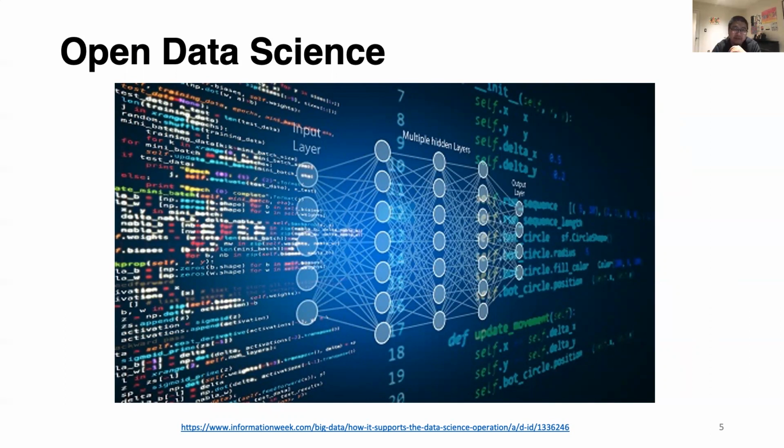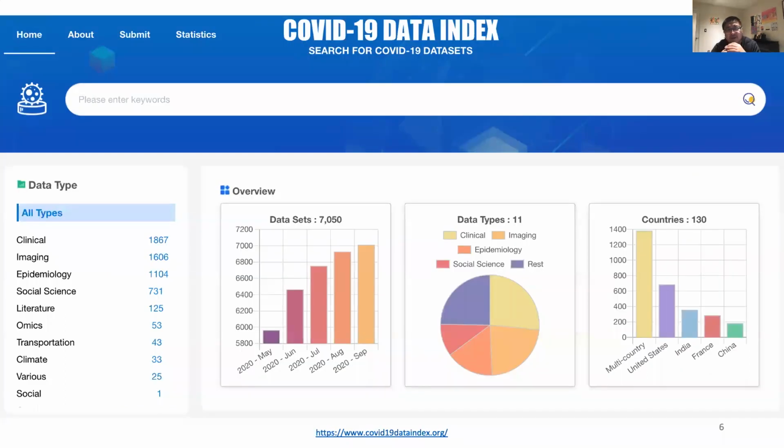So sharing the data, sharing the insights, sharing the model implementations are really important when facing a pandemic like COVID-19. And some examples: this is a COVID data index built by researchers at University of Texas Health Center at Houston, where they basically track the public COVID-19 related data sets and appropriately index them and create this COVID-19 data index, which is really a good resource for people to look for whatever data sets are related to COVID-19.